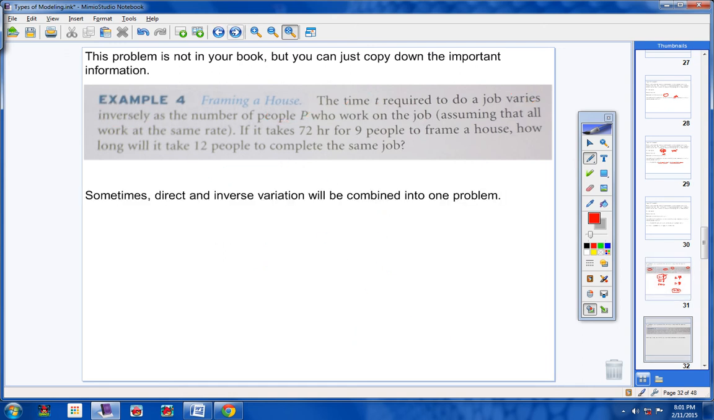Now, sometimes, listen to this, direct and inverse variation are combined into one problem, okay? I'm not really viewing this as another type of variation. I'm just saying sometimes they're combined into one problem. Let me give you an example of this. Turn your books to page 121, example number 4, and I would definitely write this in your notes so you know where the problem came from. Feel free to work ahead on the problem, just make sure you keep one eye up here and check your work as you go.